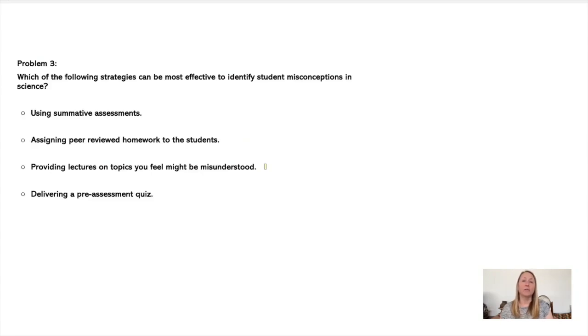Providing lectures on topics you feel might be misunderstood: this assumes what students struggle with without actually diagnosing their misconception first. A pre-assessment quiz is the correct answer. This allows the teacher to gauge student understanding and identify any misconceptions at the onset. This helps in tailoring instruction to address these misconceptions. While the other options may be part of a teaching strategy, they are not as effective in identifying misconceptions.